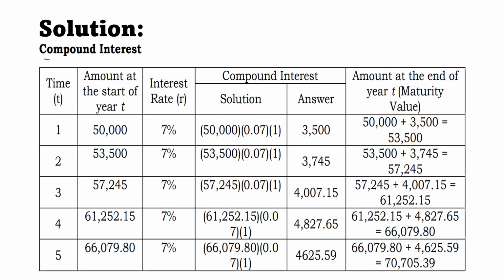So for the solution for the compound interest, we use 1, 2, 3, 4, and 5 for the values of time, because Miss Dada will pay the amount that she borrowed from the bank within 5 years. So, the amount at the start of year T.